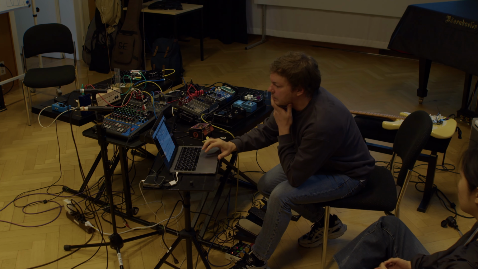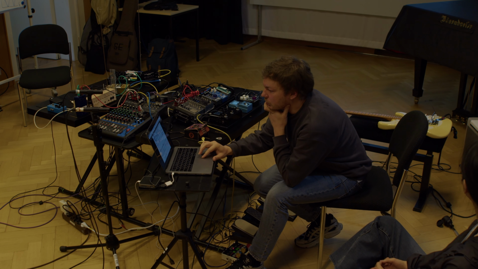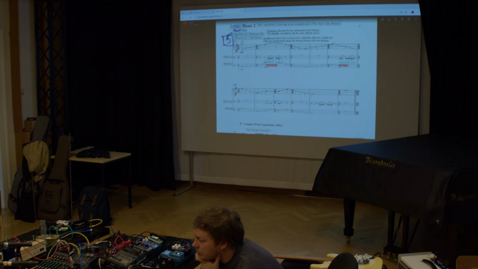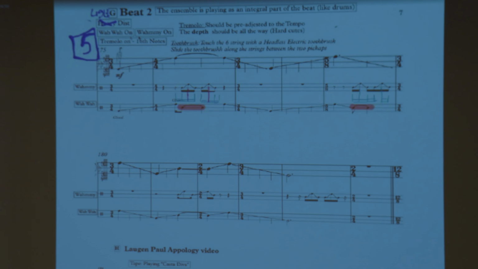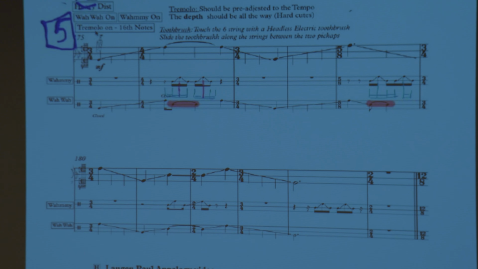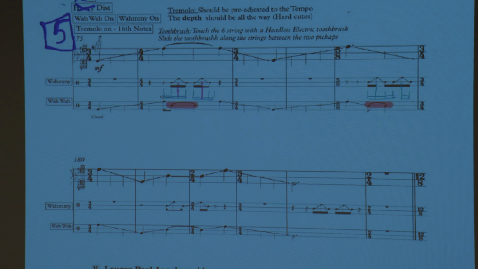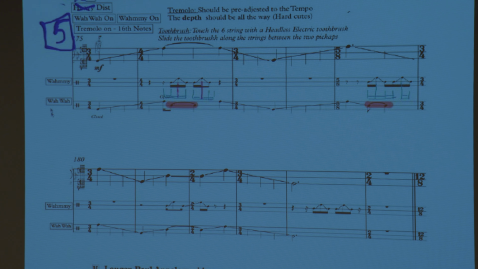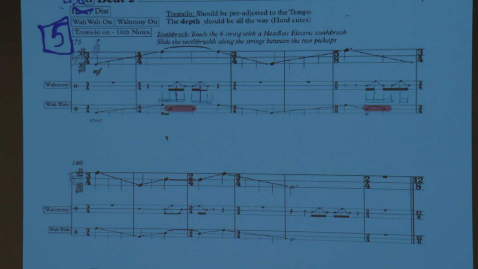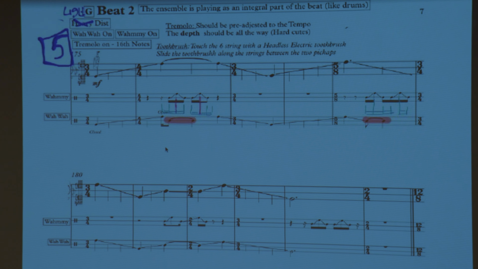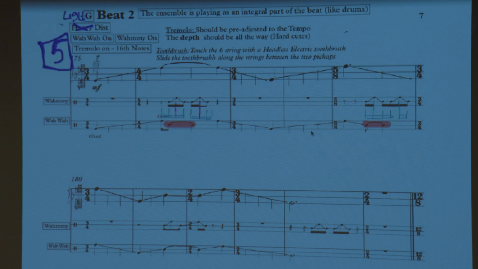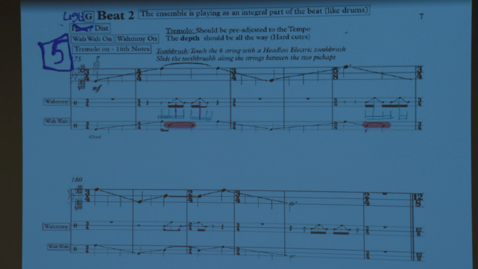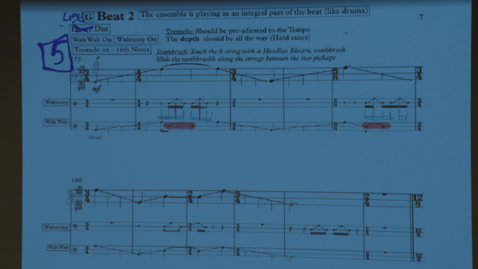In the beginning, you see it's written: dist on, wah wah on, whammy on, tremolo on. So it's written the effects that he used, and here he used also a toothbrush to do this technique, and this is a pedal. So it's written pretty clearly. I was surprised when I got the score that it's really well notated. The main thing is that the performer should understand everything well.